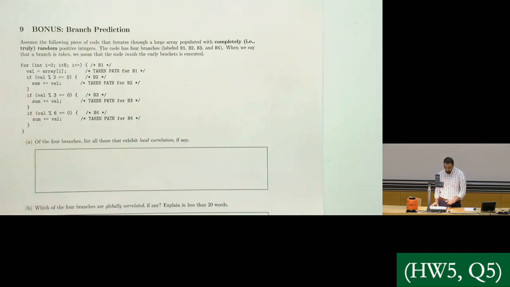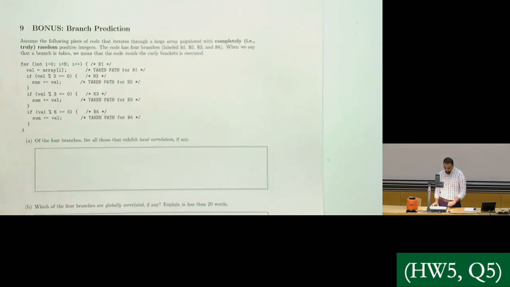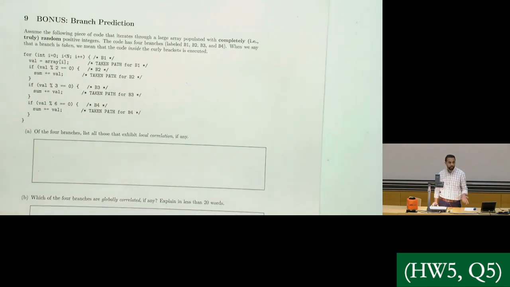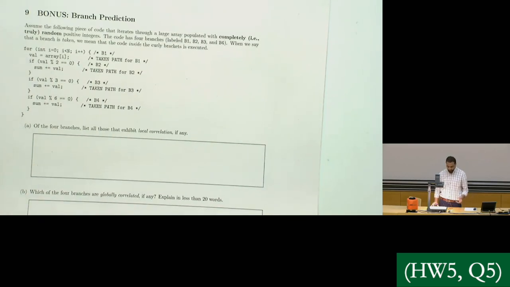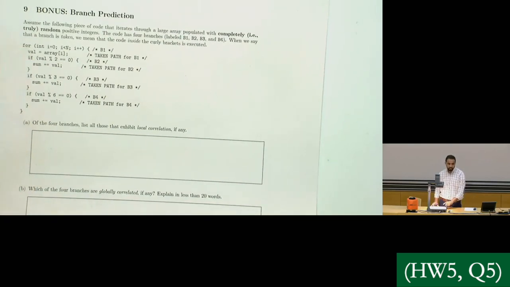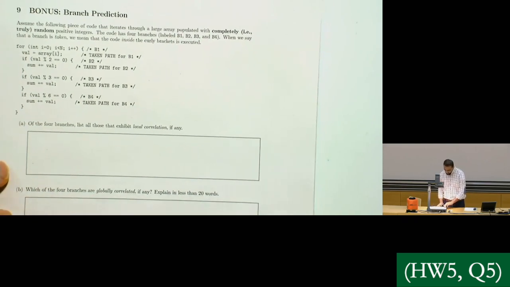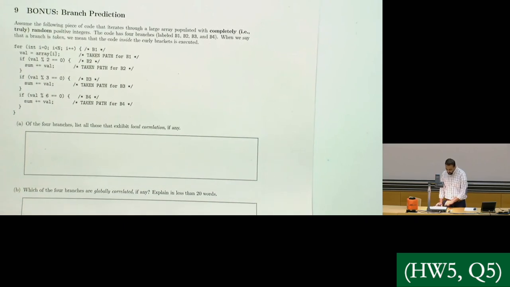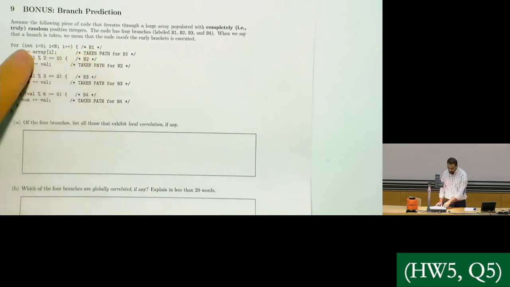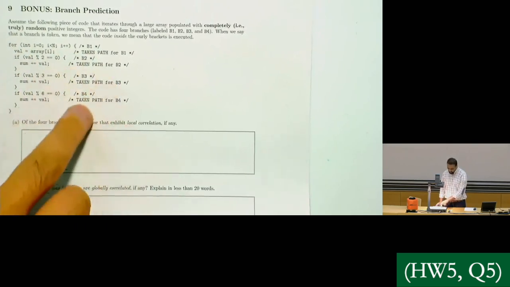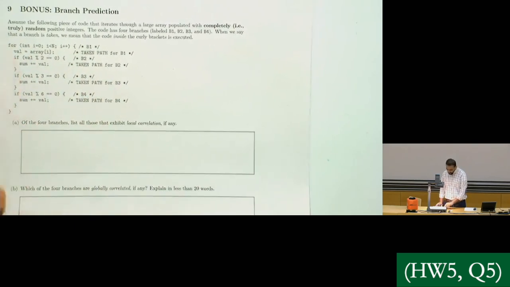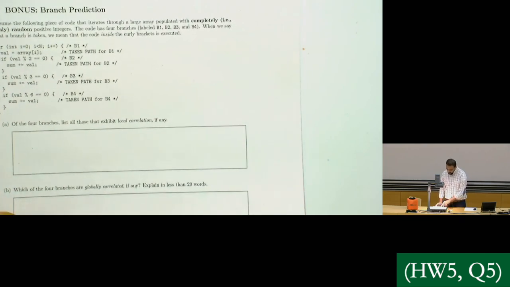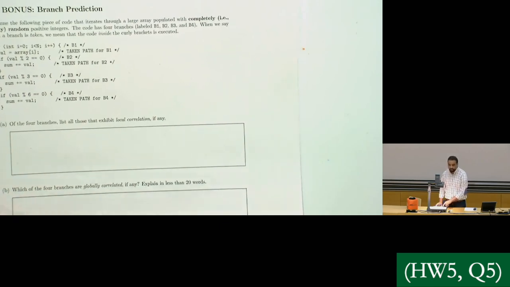And you have three if statements inside the for loop. At each if statement, you are trying to examine if that value is a multiple of 2, 3, or 6. And this is not if-else. This is very important. The question asks you to show, out of those four branches, B1, which is the for loop, and B2, B3, and B4, which are the if statements, what are the locally correlated branches?